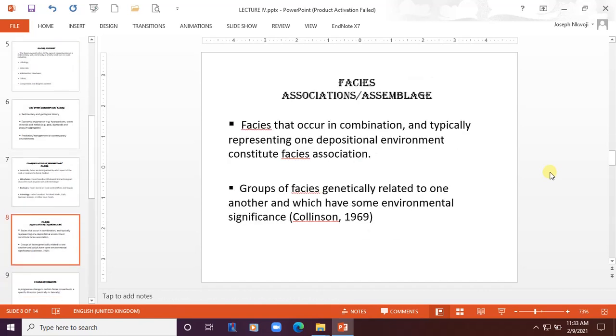Now, there is what they call phases association or assemblage, and it has to do with combination. Typically, phases that occur in combination and represent one depositional environment are known as a phases association. So, if you have the deposition of sandstone, for example, year after year, period after period, season after season, but all of them are typically the same type of depositional environment, then they are classified as association or phases assemblage. These are groups of phases genetically related to one another and which have some environmental significance, according to Collins in 1969.